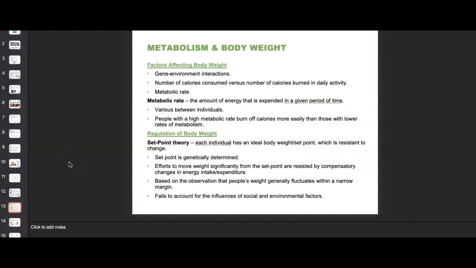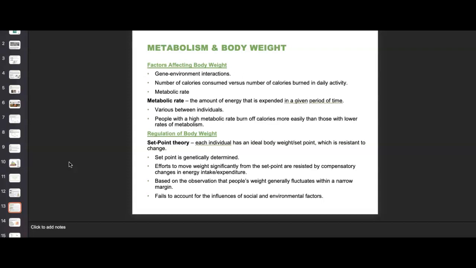Now, metabolism and body weight. There are some factors that affect your body weight. You have your gene-environment interactions, right? We talked about that in the developmental chapter. Your genetics and your environment all interact to create your body weight. The number of calories consumed versus the number of calories burned in daily activity is where your body weight comes from. Additionally, your metabolic rate is the amount of energy that is expended in a given period of time. And this varies between individuals.